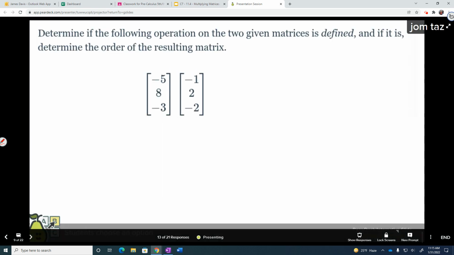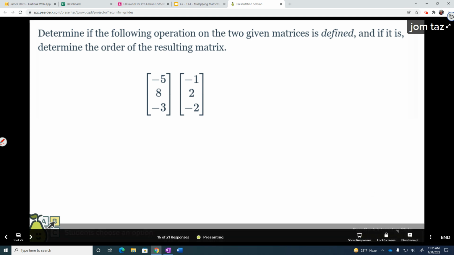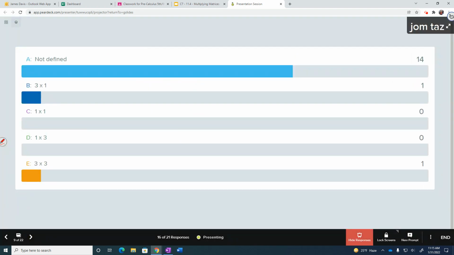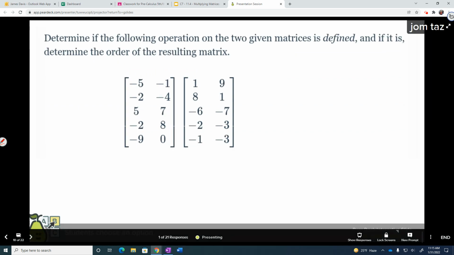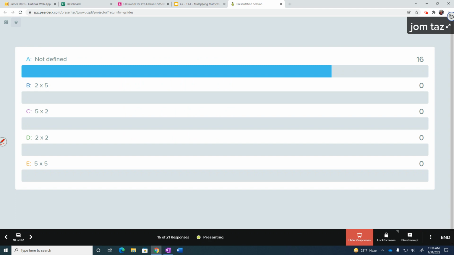So we got a 3 by 1 and a 3 by 1. 3 by 1 and 3 by 1 don't work because the inner dimensions would be a 1 and a 3. So that would be not defined. And last one. All right, we got a 5 by 2 and a 5 by 2. So that's it. Very good.